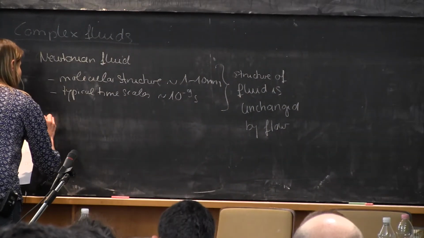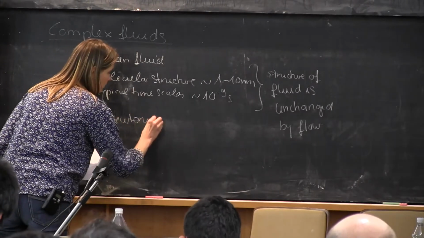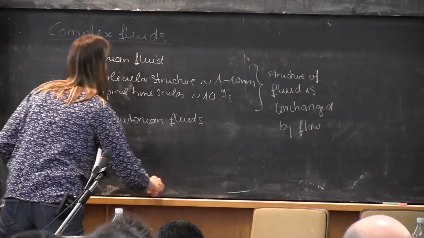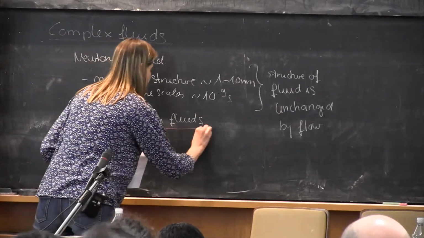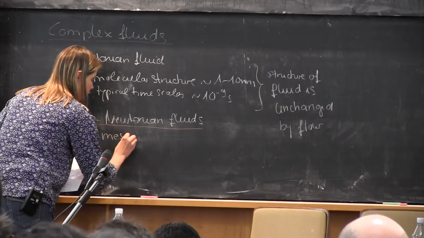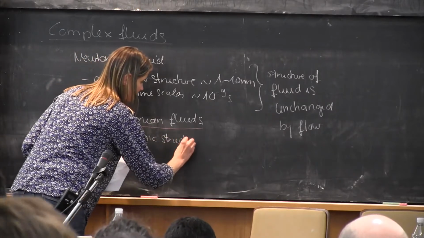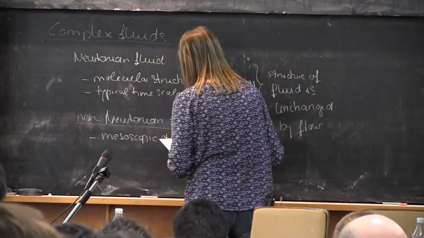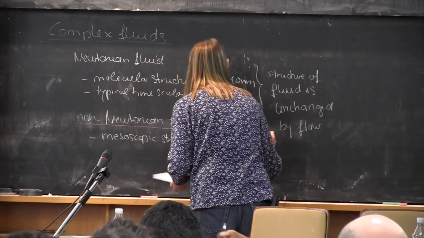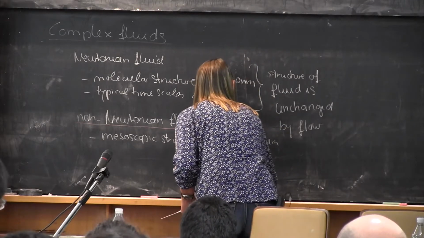Okay, so non-Newtonian fluids. So you have mesoscopic structure. So typical, maybe, I don't know, from 100 nanometers to maybe 100 micrometers. And this can be polymers.